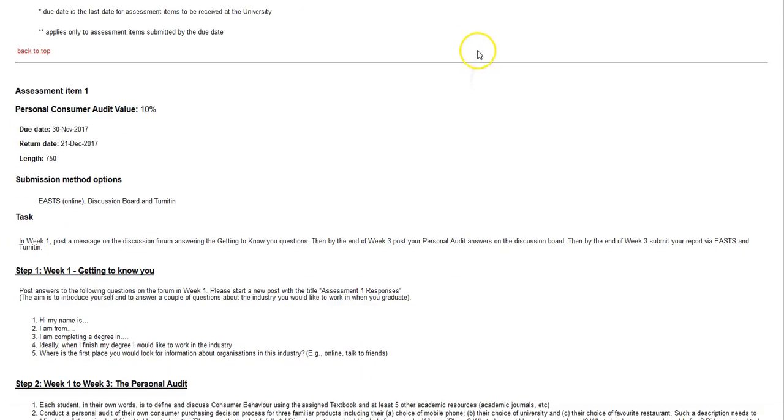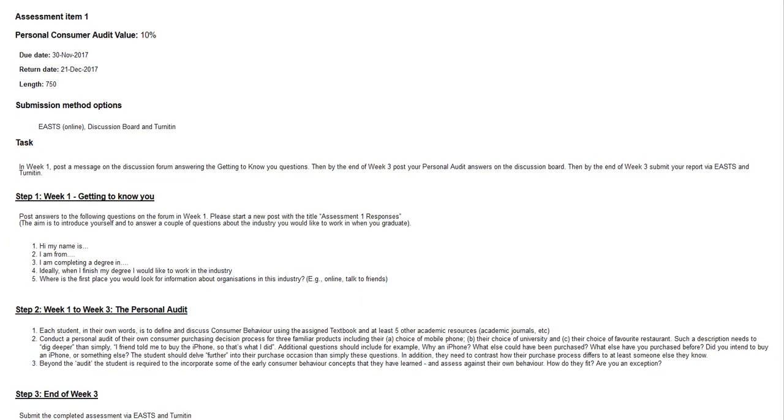So firstly, let's have a look at assessment 1, covering the personal consumer audit. This assessment is worth 10%. As I said, it's due on the 30th of November. It's not that long. It is exactly 750 words. In terms of submission of the assignment, you submit the assignment through East Online, and you also submit the assignment to the discussion board and through Turnitin.